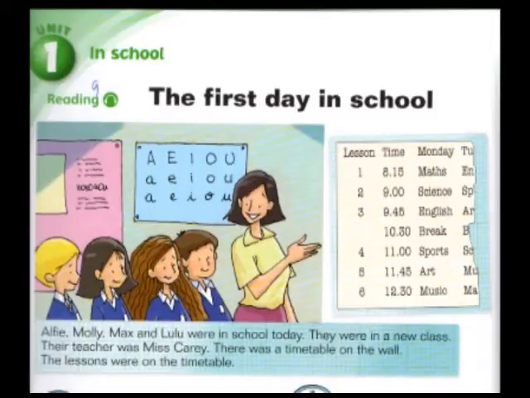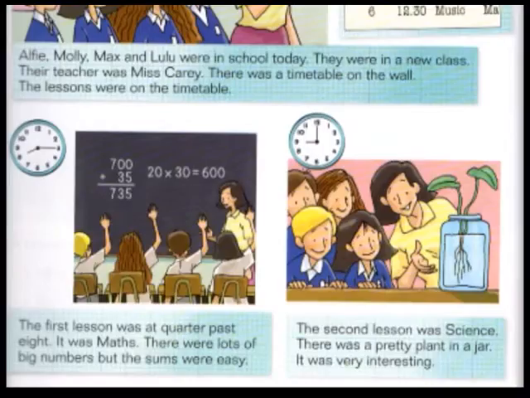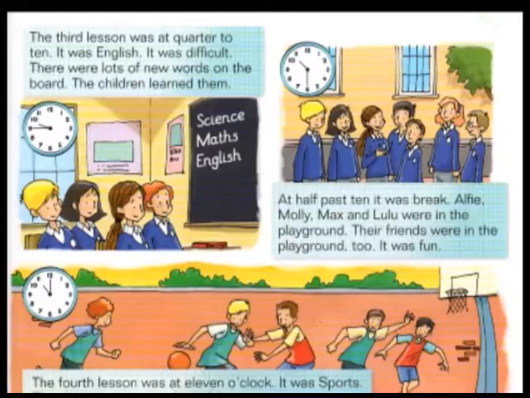The first day in school. Alfie, Molly, Max and Lulu were in school today. They were in a new class. Their teacher was Miss Carey. There was a timetable on the wall. The lessons were on the timetable. The first lesson was at 8:15. It was maths. There were lots of big numbers, but the sums were easy. The second lesson was science. There was a pretty plant in a jar. It was very interesting. The third lesson was at 9:45.